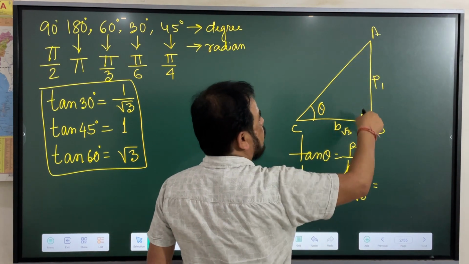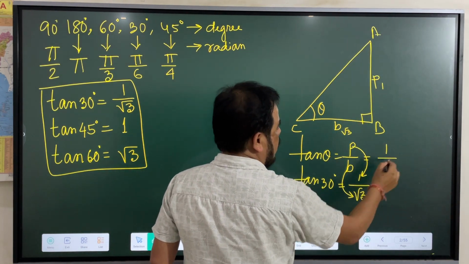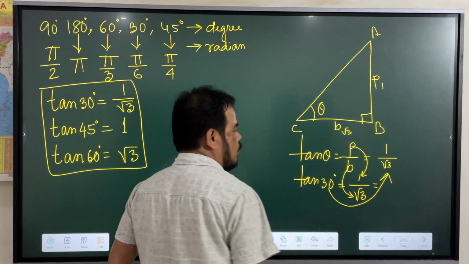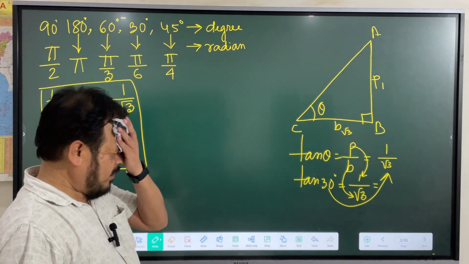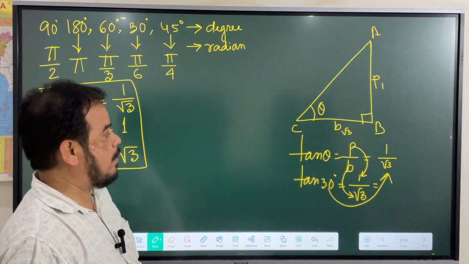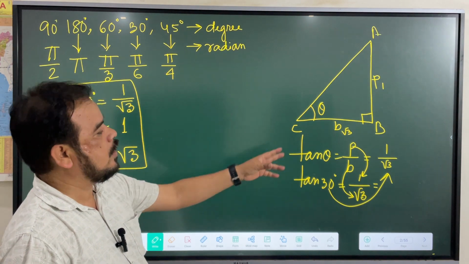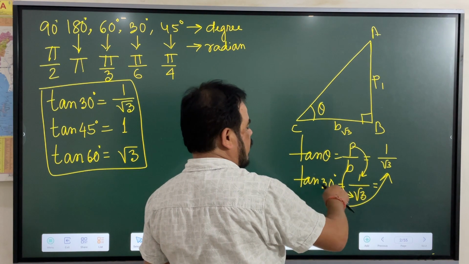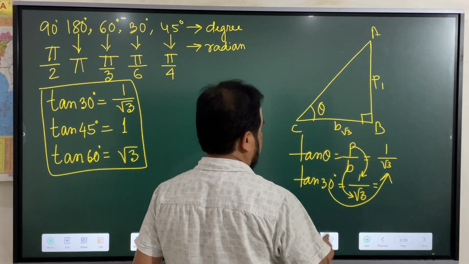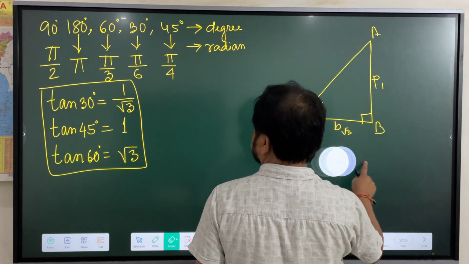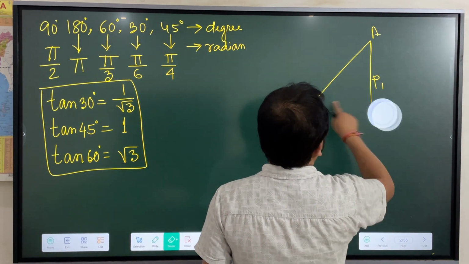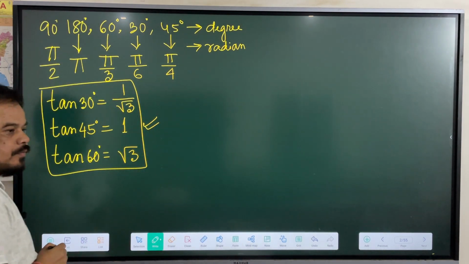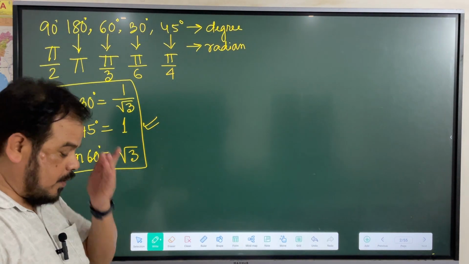So what is the measure of AB? 1. What is the measure of base? Root 3. So tan 30 degree is 1 by root 3. This is the meaning. You will get it in larger detail in chapter 7, but I have just shown you how it is 1 by root 3. Measure of AB will be 1 and BC will be root 3. This is what you have to learn. So these are the values you have to learn. Then only you can do this exercise.